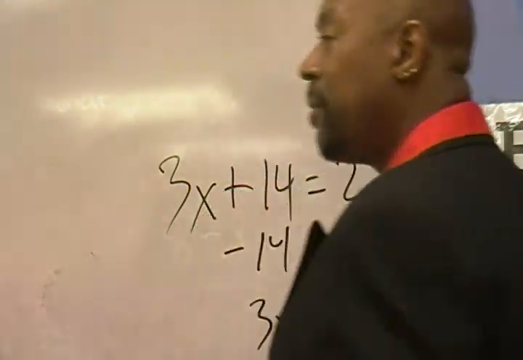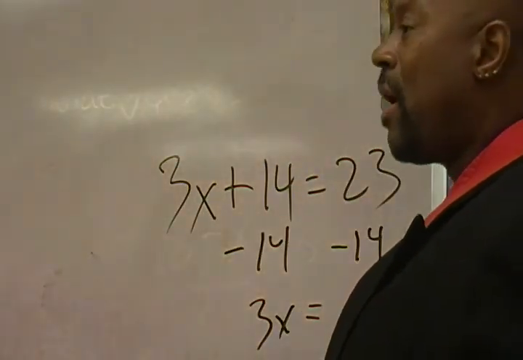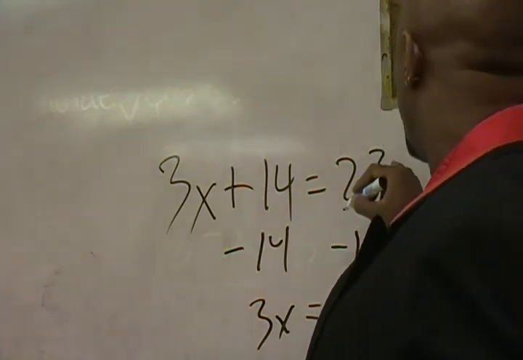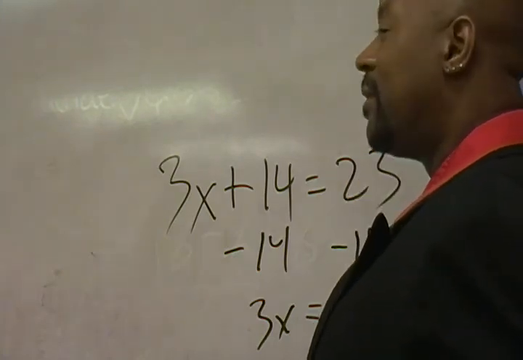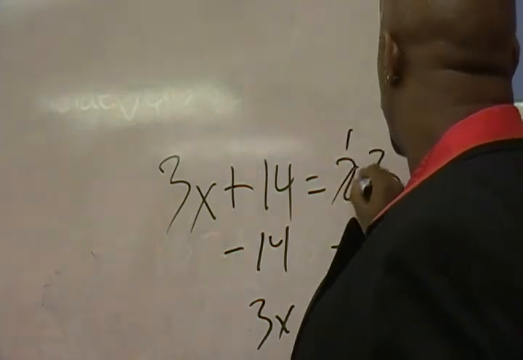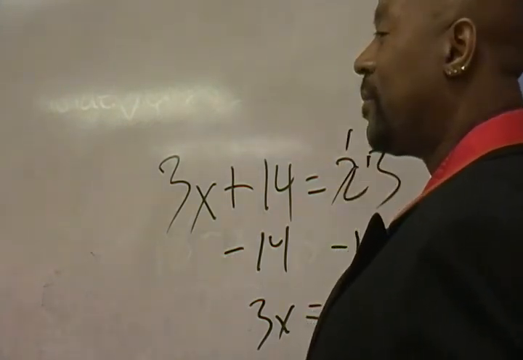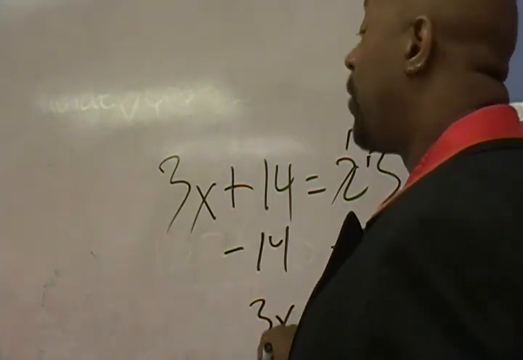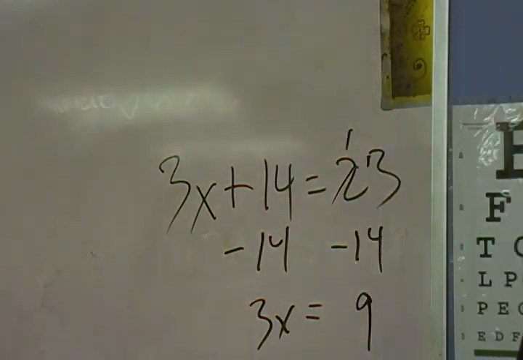23 minus 14 is? Let's see. 11. No. 3 minus 4. Can you do 3 minus 4? What do we gotta do? We gotta borrow. Now what is it? You subtract, it is 9. Okay. So now we got 3x equals 9.